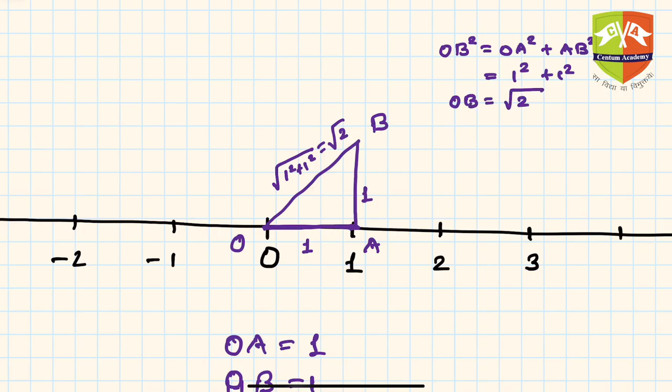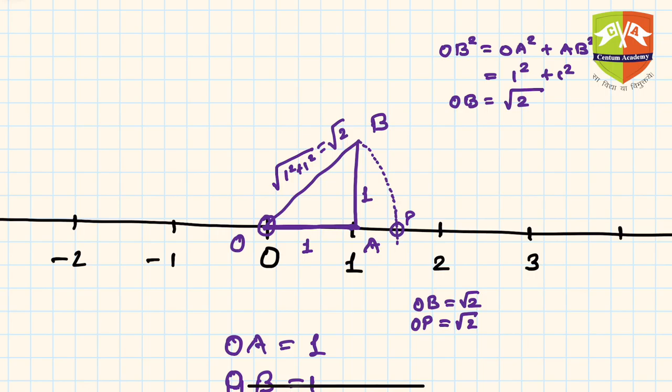Now you take the needle of the compass and put it on O, and take the radius equal to OB and try to draw an arc such that the arc cuts the number line at, let us say, point P. Okay, so since OB is equal to root 2 and we are drawing an arc with radius OB, OP also is the radius of the same arc, so this is also root 2. So hence, eventually we are able to locate where root 2 will be on the number line.